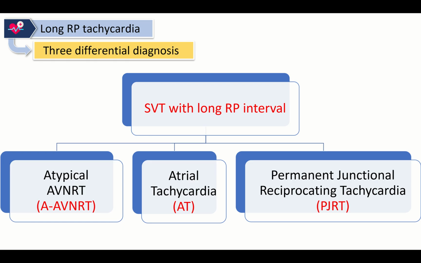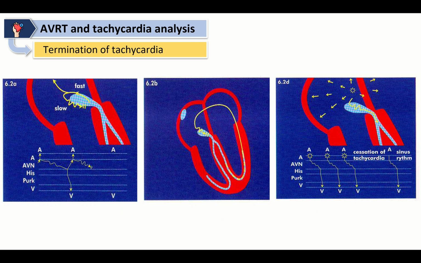And if you have a case of PJRT, you should discriminate it from the other long RP tachycardias: atypical AVNRT fast-slow, or atrial tachycardia, the most common scenario of long RP, or PJRT, the permanent junctional reciprocating tachycardia.